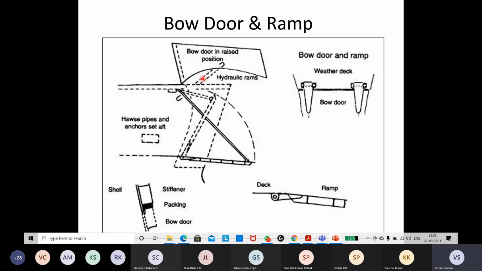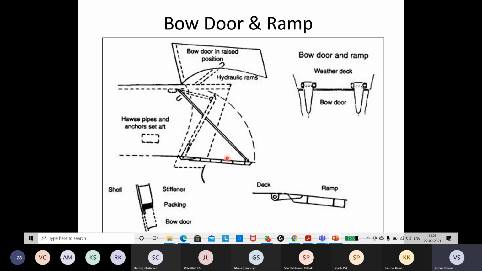When you bring the visor down, the visor would basically come and close. Here is the visor in the closed shape. This is where the ramp opens up. So this line, this is where the ramp opens up. The ramp would open up along this line and opens like this. The connection of the visor to the main hull of the ship is through these hinges. It is operated through these hydraulic ramps. And this is the diagram of a bow door and a ramp.